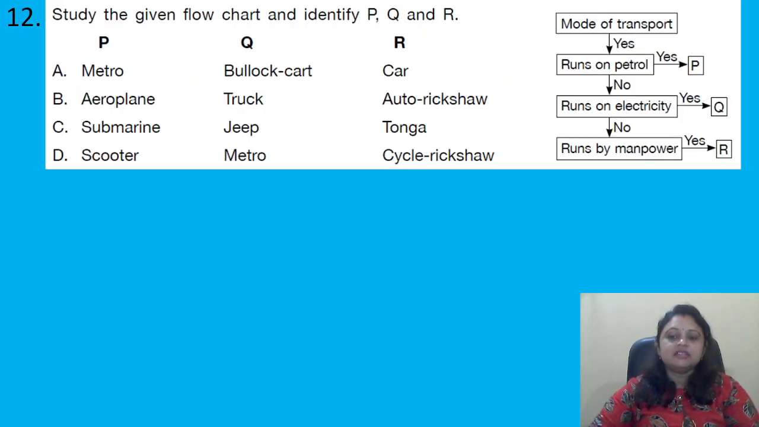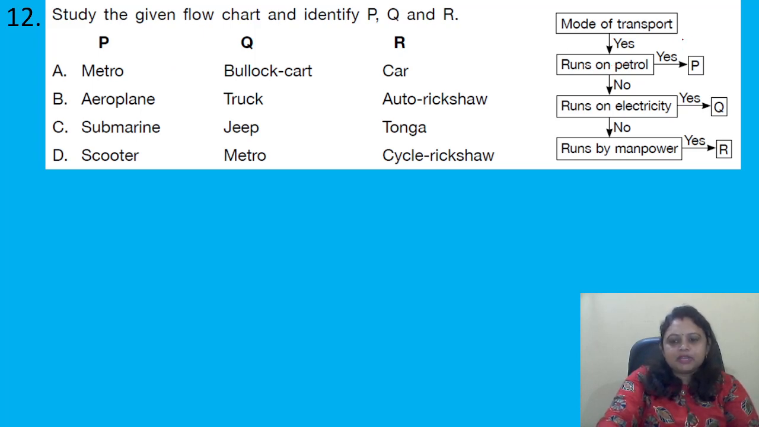Coming to the next question, study the given flowchart and identify P, Q and R. Mode of transport: yes, runs on petrol, yes, P; no, runs on electricity, yes, Q; no, runs by manpower, yes, R. Options are A, metro, bullock cart, car; B, aeroplane, truck, auto rickshaw; C, submarine, jeep, tonga; D, scooter, metro, cycle rickshaw.